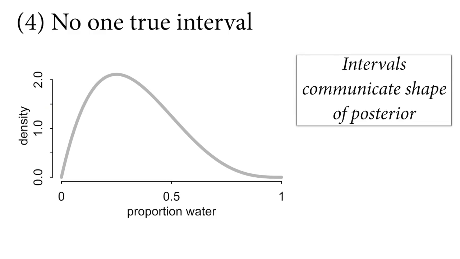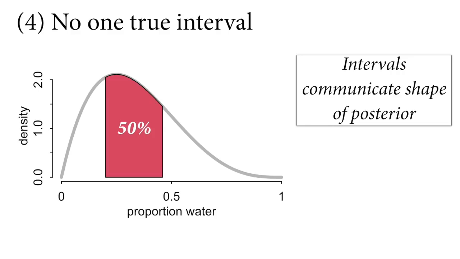Okay, fourth thing I want to say is intervals also don't have a really strong role to play in Bayesian inference. I summarize this at the top of this slide by saying there is no one true interval, but you can report any interval you want. All they're doing is communicating the shape of the posterior distribution. So there's an infinite number of intervals that you could draw, and they're all arbitrary. They just have different utility given the communication function you have in mind.